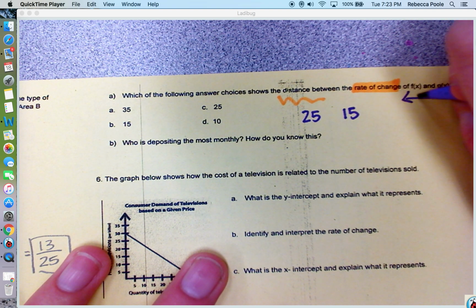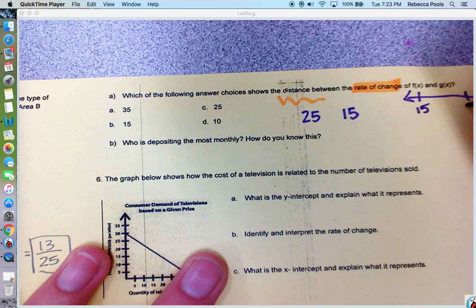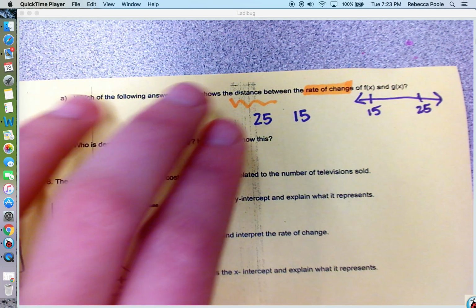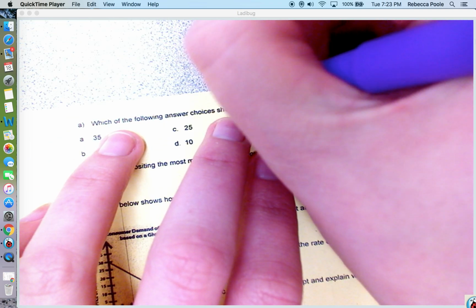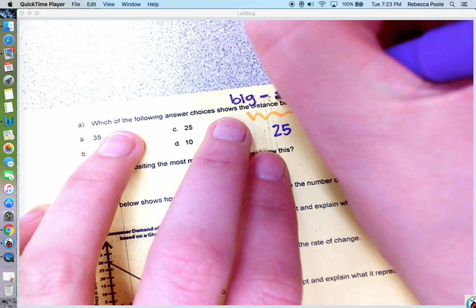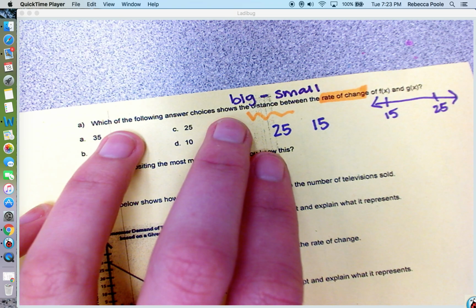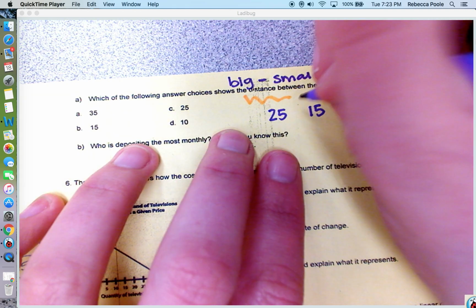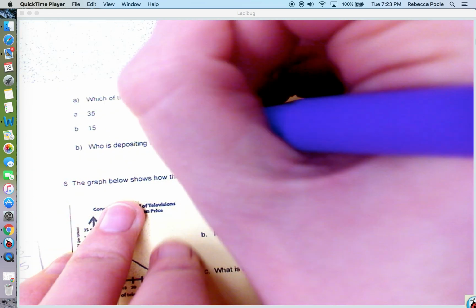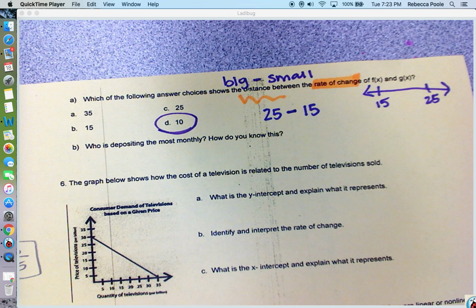One option, you can do a number line, right? Count from 15 to 25. Hopefully you learned that in middle school. Another option, distance is just your bigger number minus your smaller number, right? So if I do 25 minus 15, I should be getting 10.